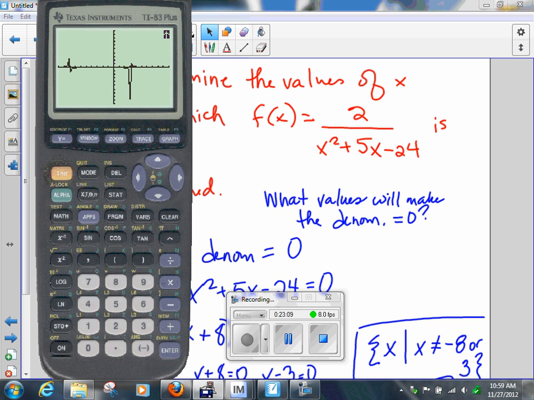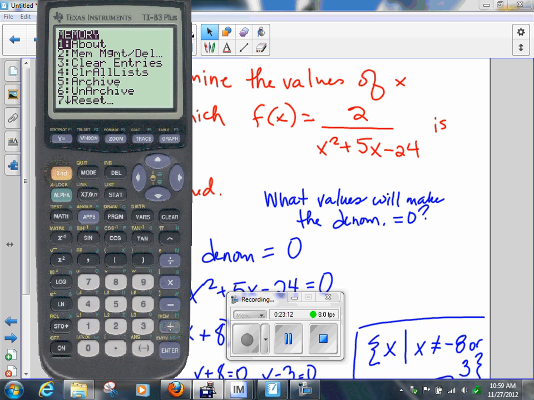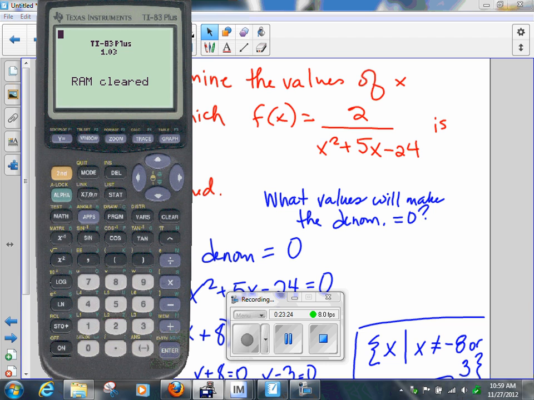Go second memory, second plus. Okay, hold up. Second memory, I want you to reset all RAM, number 1. Reset. And then we're going to clear everything out and do it again. Okay? So go back to y equals. Because if you did that, we all should see the same thing. Second plus. Here we go. 2 divided by x squared plus 5x minus 24.